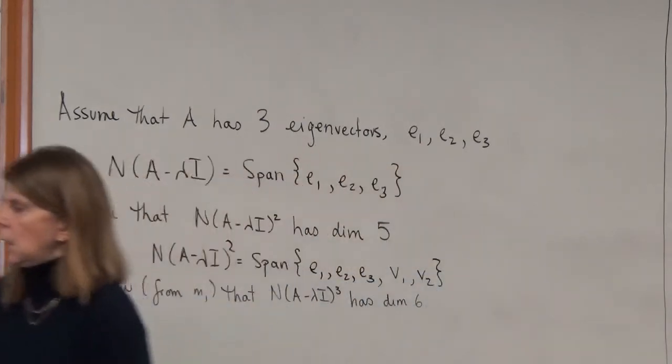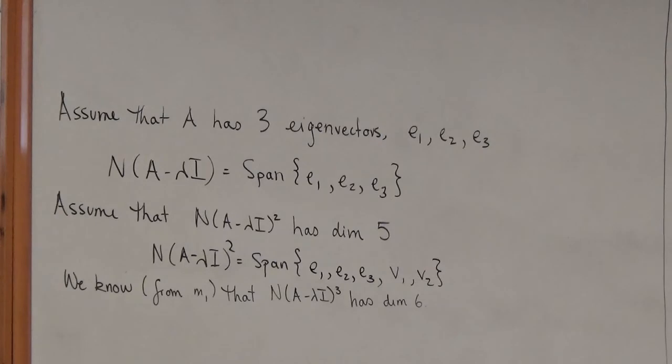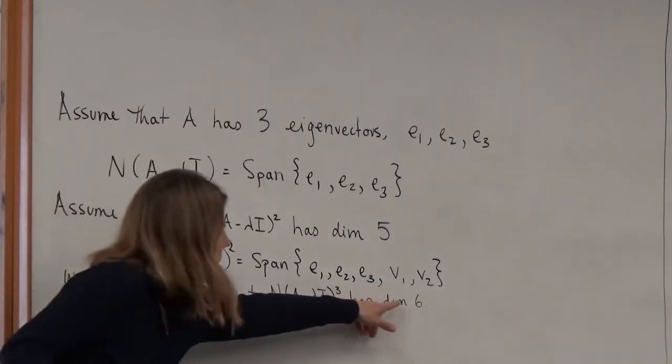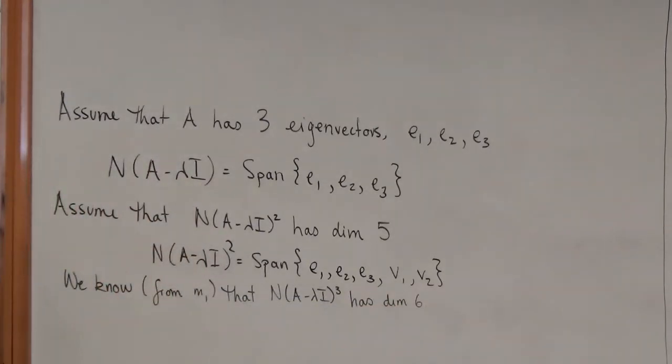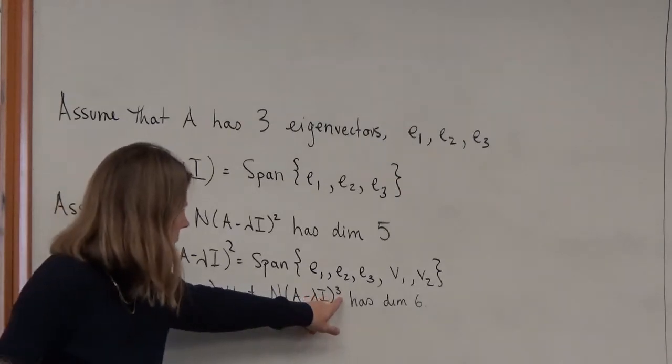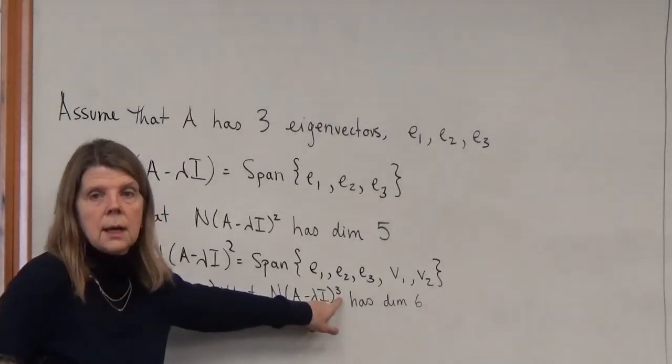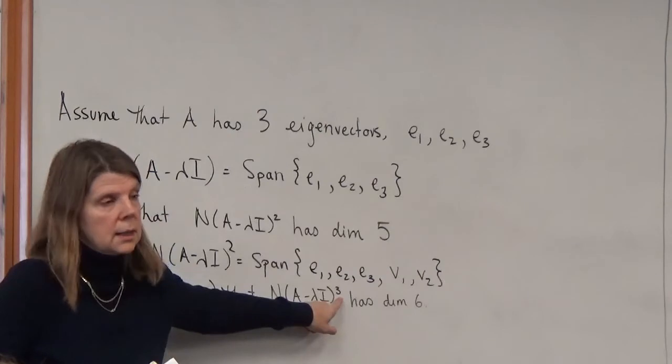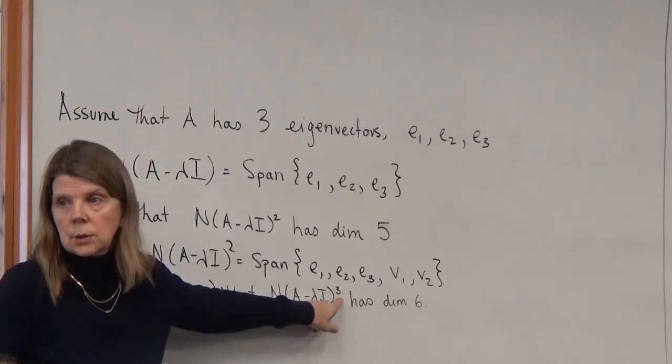Because this is the polynomial of least degree such that when you evaluate it at A, that is equal to 0. So that means A minus lambda I cubed is equal to 0, which means it's the 0 matrix, which means that its null space has to have the complete dimension 6. We talked about this the other day; this is sort of giving us a clue to where we're going. That gives us the size of the largest Jordan block.